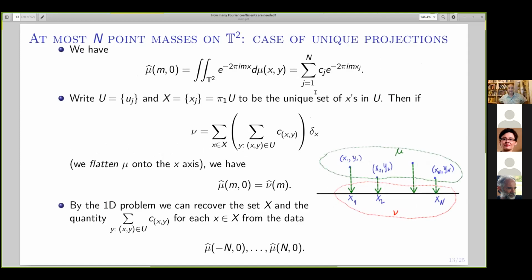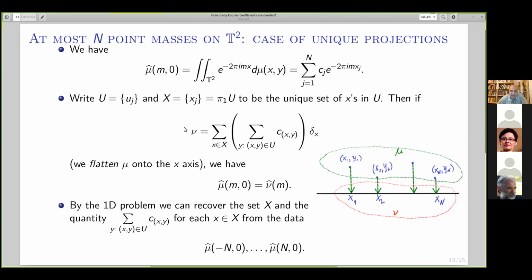First of all, let us observe that if we take the Fourier transform of our measure, but we only evaluate it on one axis of Z squared, on the x-axis, then we get this sum. The y's are not going to play any role here. So let's denote with capital U the points uj, where the masses are located, and let's denote by capital X the x coordinates of these points. So X is a set, and capital U is also a set. Capital U projects to X.